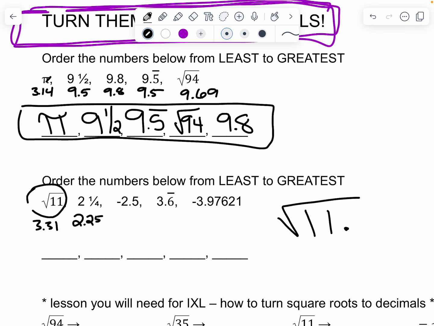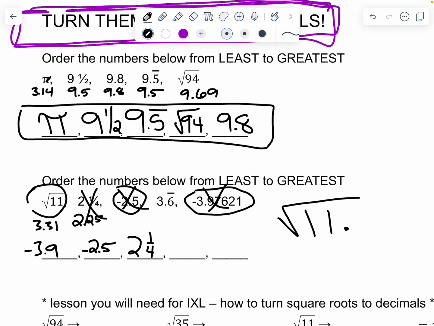Because it's, sorry, our smallest one is negative 3.9. We got that negative 3.91. Then we have negative 2.5. Now we can start going to the positive ones. So then we would have 2 1/4. Then we would have the square root of 11, and then 3.6 repeating.